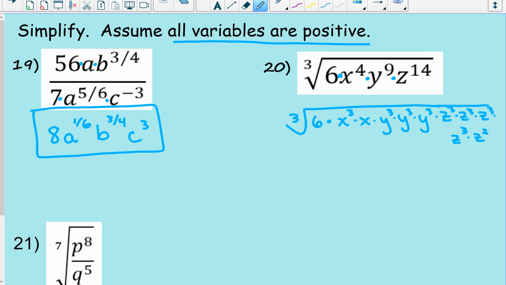So pulling out the perfect cubes, we are going to have x on the outside, y cubed on the outside, z to the 4th on the outside. And then what's left inside the cube root? We have the 6, we still have the x that we didn't use, and we still have the z squared.